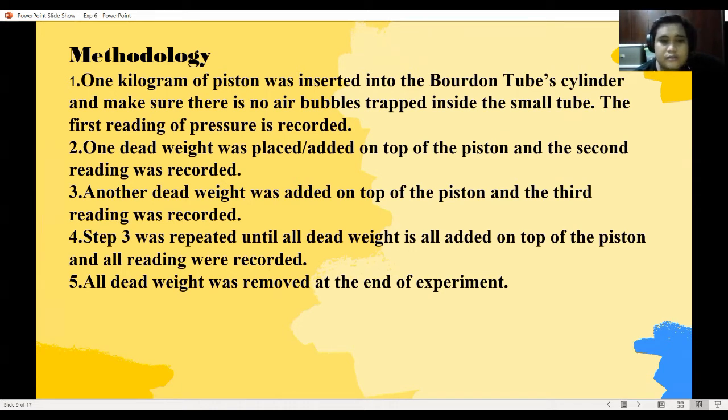Another dead weight was added on top of the piston and the third reading was recorded. So step 3 was repeated until all the dead weights were added on top of the piston and the reading for each dead weight added was recorded. After the experiment is done, all the dead weights were removed.